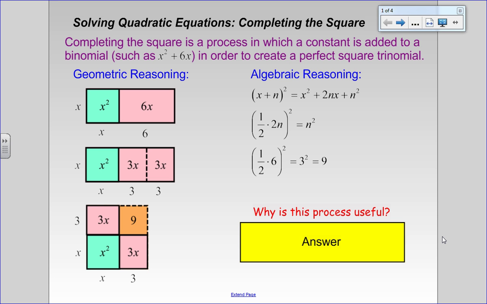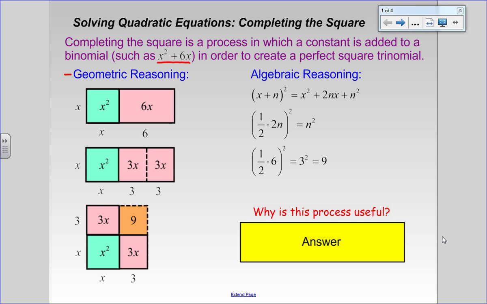Completing the square is a process in which a constant is added to a binomial, such as x squared plus 6x, in order to create a perfect square trinomial. Let's consider two ways of understanding this process. First, a geometric reasoning for completing the square.